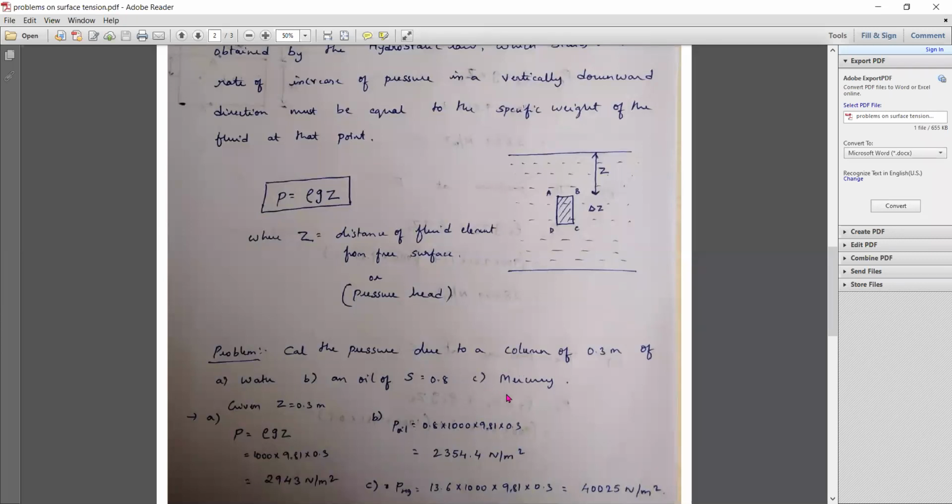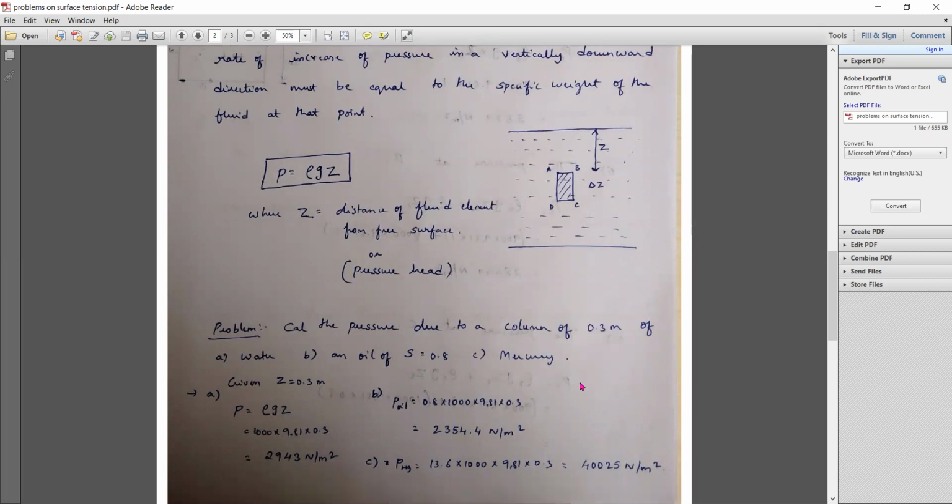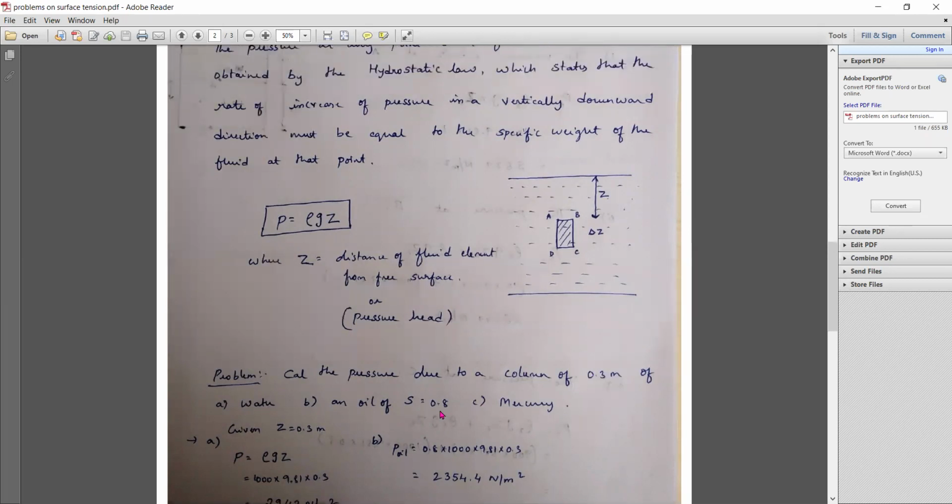Right? Lastly, one more thing he gave is for mercury. He is telling to calculate the pressure value if the column height is 0.3 meter. Okay, so to find the density of mercury, we need to know the specific gravity of mercury. What is mercury's specific gravity? 13.6. Right. So use 13.6 as your specific gravity for mercury.